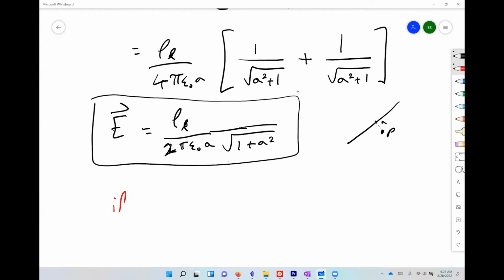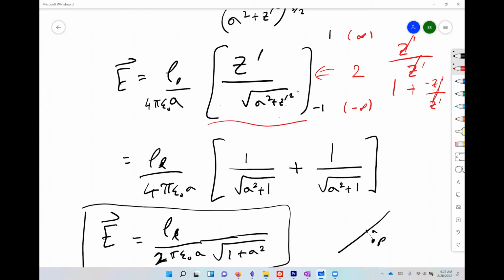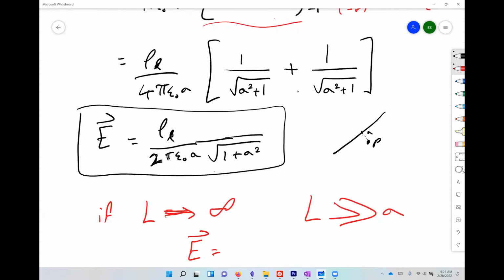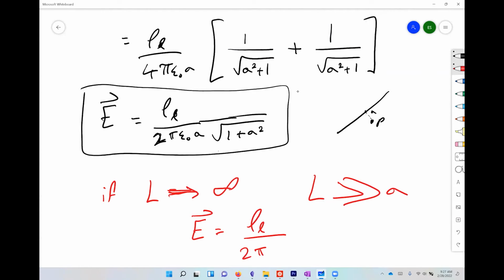So if the length of the rod approaches infinity, meaning the length of the rod is much larger than A, that's another way of saying it, then E is going to be, this integration is just going to give me 2. So E is going to be rho L over 2 pi epsilon naught A. And that's it, Newton per coulomb.